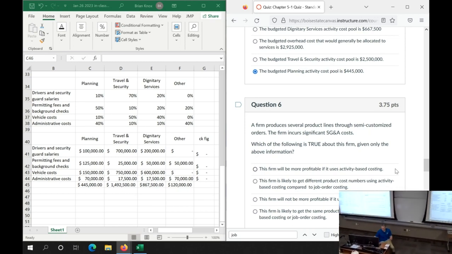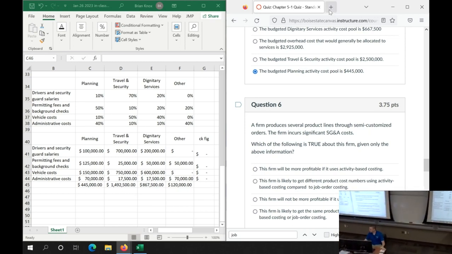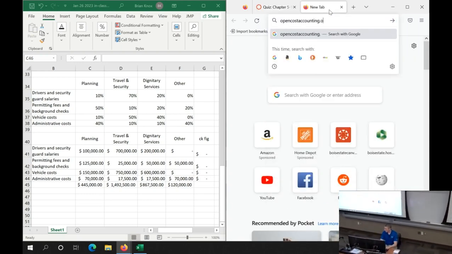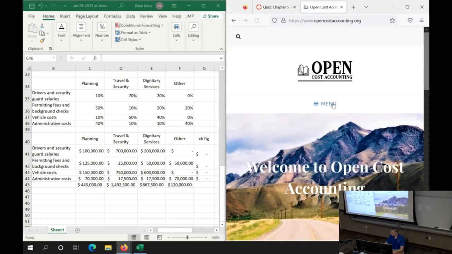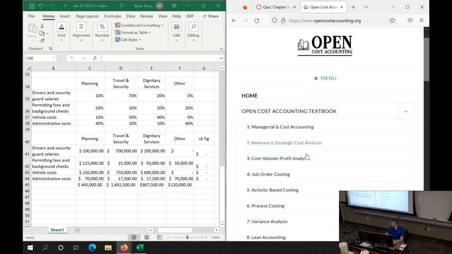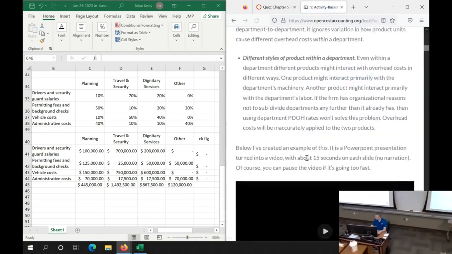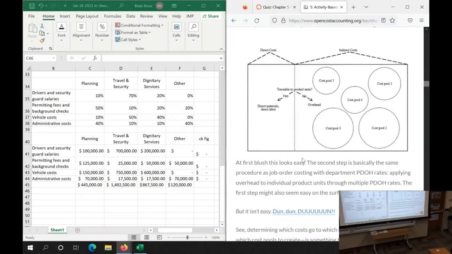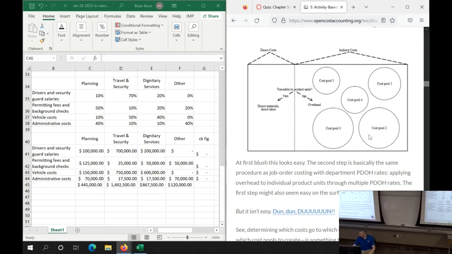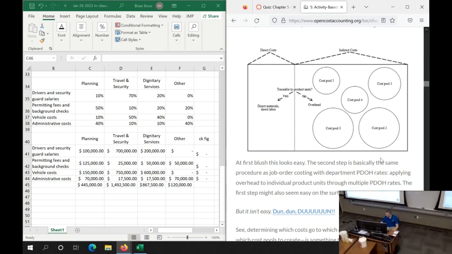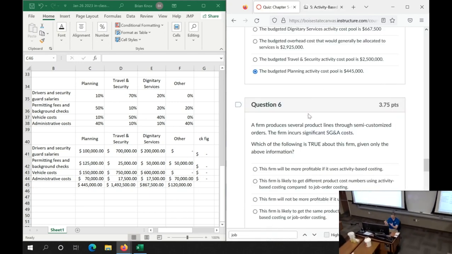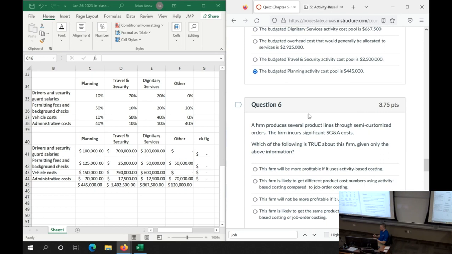So it really hinges on this illustration right here, versus the job order costing version of it, which doesn't have these Swiss cheese circles. It has a dotted line right here and has SG&A costs over here. This question hinges on your ability to interpret and infer what that means.